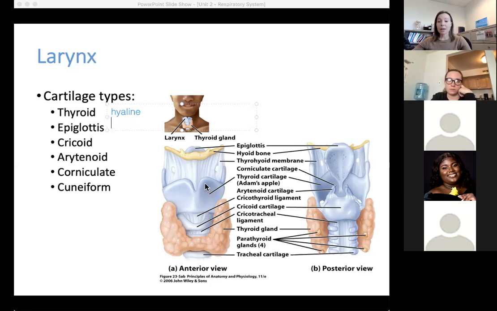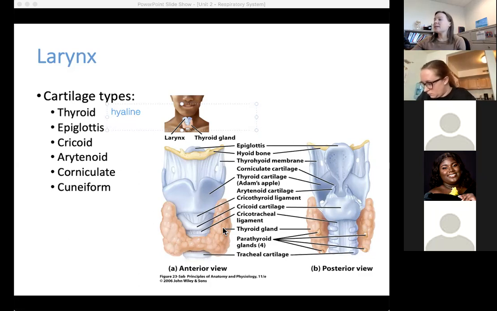What did you say about the hyaline cartilage? I just said it's a type of cartilage that's strong, but it's also a little bit flexible. And this is what this is made out of? Yeah. Gotcha. Okay, thank you.